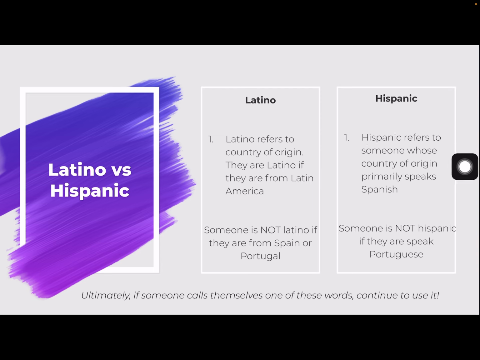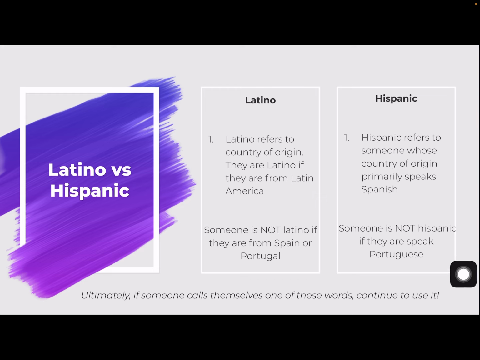Hispanic refers to someone whose country of origin primarily speaks Spanish. So this would include Spain, but it would not include people who speak Portuguese. So for example, Portugal, obviously, and Brazil. Brazil being a country in South America. So if you were from Brazil, you could say yo soy Latino, but you wouldn't say yo soy Hispano or Hispana.